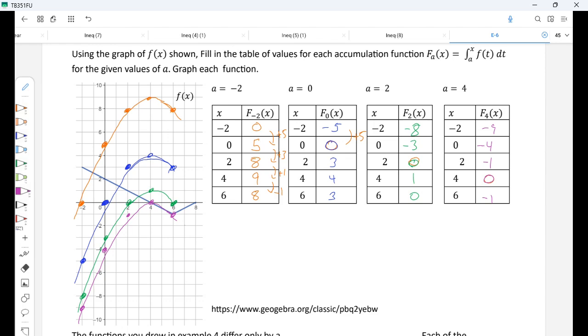Where's the relative max of capital F, no matter which capital F you're looking at? Which x value do they have their relative max? X equals 4. What's the value of little f at x equals 4? Little f is 0, right? Oh, we've got a relative max, and then some other function has a value of 0. That sure sounds like the derivative, doesn't it?